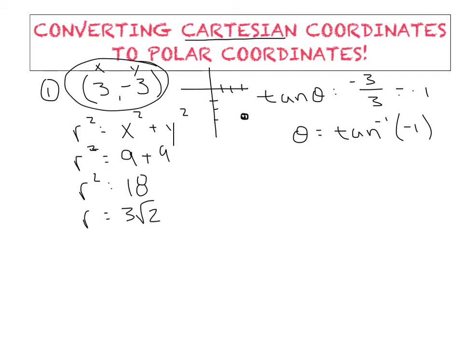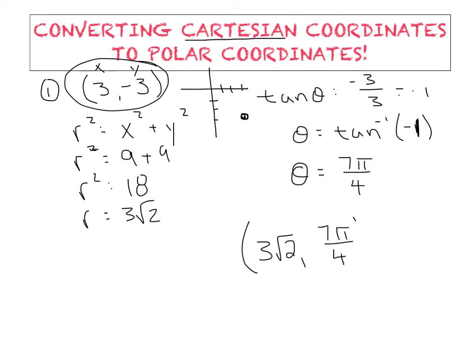So being able to visualize the fact that that's in the 4th quadrant, that's going to help me decide that theta needs to be 7 pi over 4. You know, because of the 1 here, I knew my reference angle was 45 or pi over 4, and I just had to subtract it from 360 or 2 pi to get that 7 pi over 4. So my ordered pair is going to be 3 radical 2 comma 7 pi over 4.